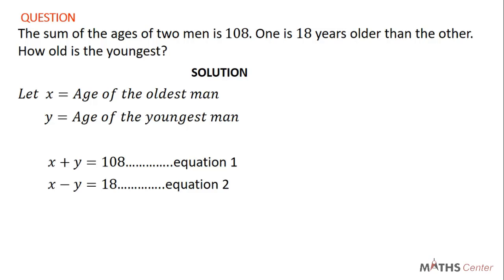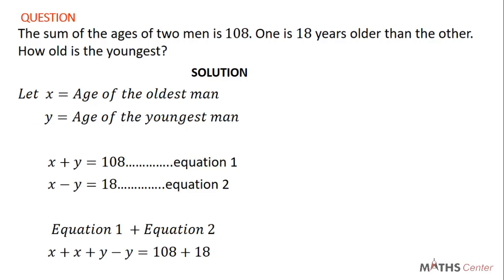Now we have these two equations with two unknowns, so we can solve for x or y. Okay, so let's go on. How do we solve for this? We have these two equations here. We've learned how to solve simultaneous linear equations. You can use any of the methods to solve it. In this case, I'm going to use the elimination method and I'll be eliminating y. So I'll add equation 1 to equation 2.